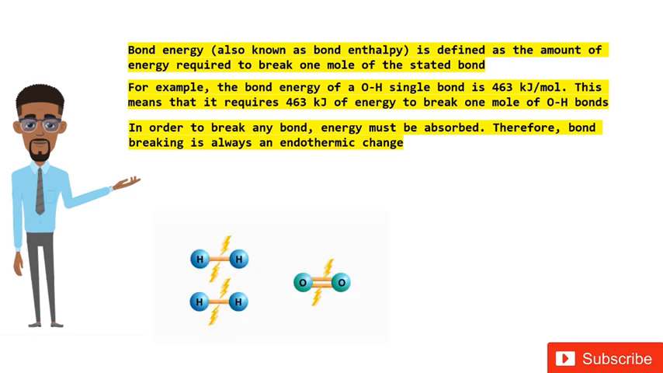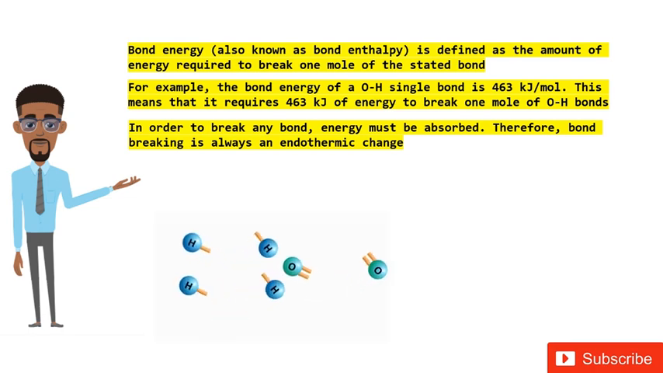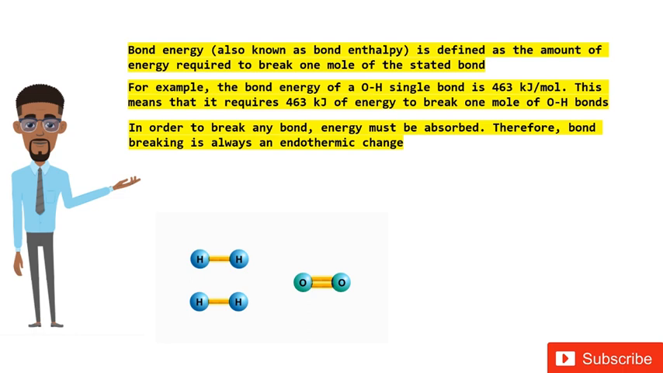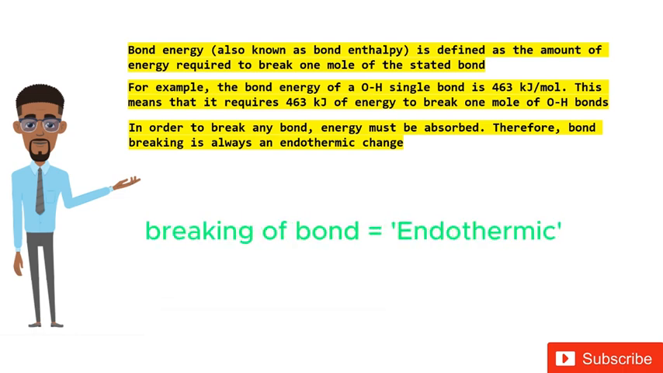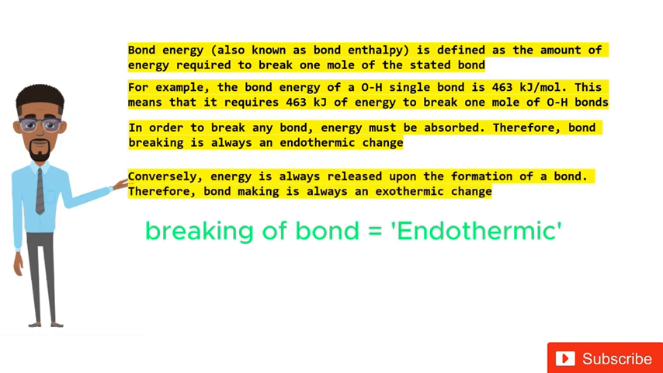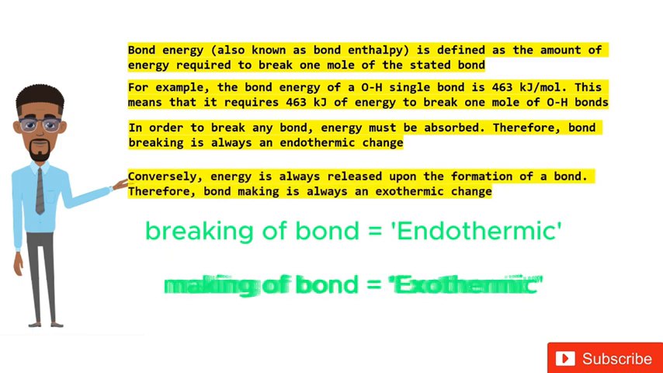In order to break any bond, energy must be absorbed. Therefore, bond breaking is always an endothermic change. Conversely, energy is always released upon the formation of a bond. Therefore, bond making is always an exothermic change.